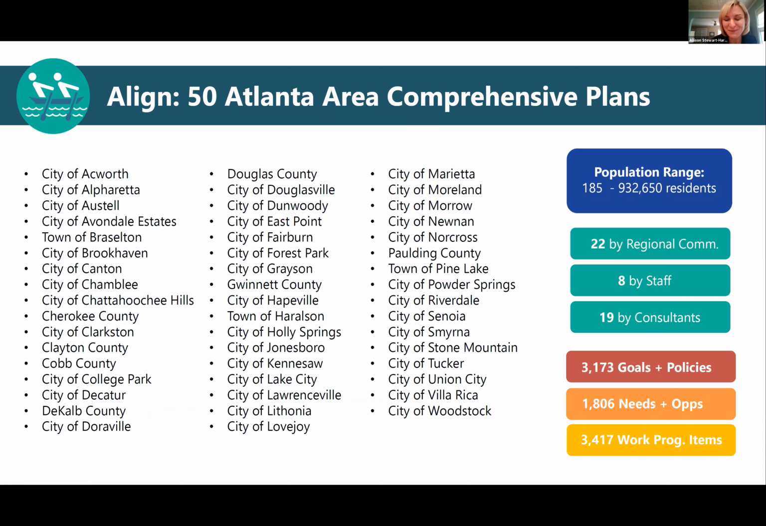a really interesting range of communities from 185 people to almost 1 million. And throughout that, we've looked at almost 9,000 pieces of information in these comprehensive plans.